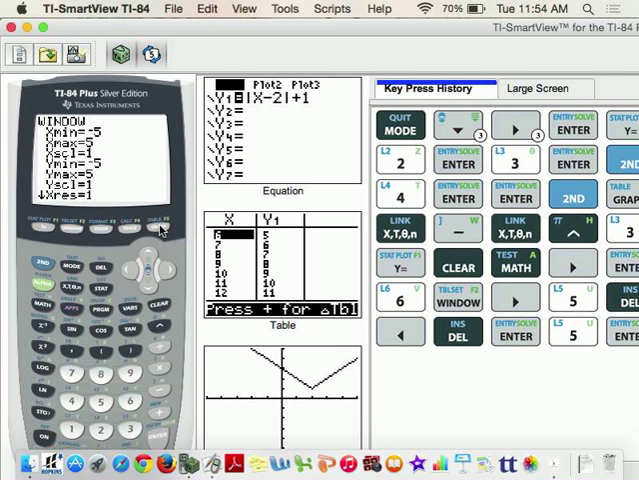And now when I graph, I can see a little bit better about where the V part of my absolute value went. So the big idea in this part of the lesson was, can you put something in your y equals and can you change the window to get a good look at the graph?